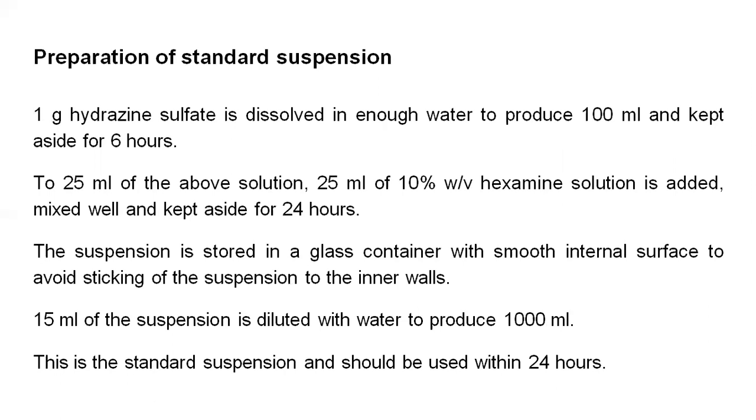Preparation of standard suspension. 1 gram hydrazine sulfate is dissolved in enough water to produce 100 ml and kept aside for 6 hours. To 25 ml of the above solution, 25 ml of 10% weight by volume examined solution is added, mixed well, and kept aside for 24 hours. The suspension is stored in a glass container with smooth internal surface to avoid sticking of the suspension to the inner walls. 15 ml of the suspension is diluted with water to produce 1000 ml. This is the standard suspension and should be used within 24 hours.